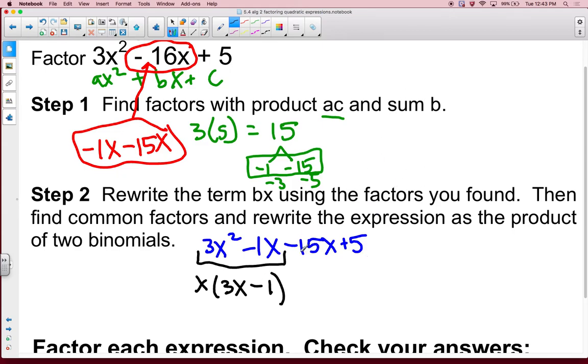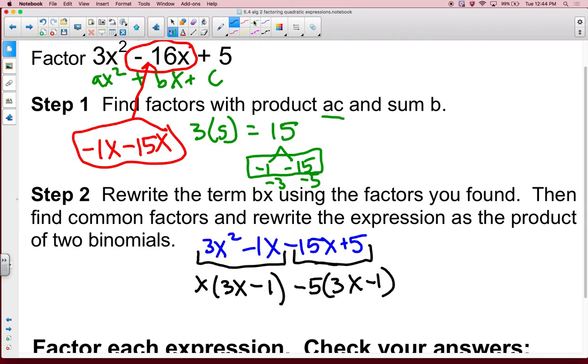Here's the thing. Now we're going to take a look at the last two terms, but we know that I have to have this same binomial left over. So I'm just going to go ahead and rewrite it. And now I'm going to say, okay, what can I take out from these last two terms in order to have a 3x minus 1 left over? So if I take out a negative 5 here, look what happens. Negative 15x divided by negative 5, that's a 3x. 5 divided by negative 5 is a negative 1.